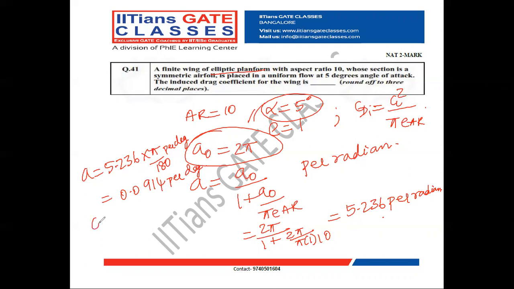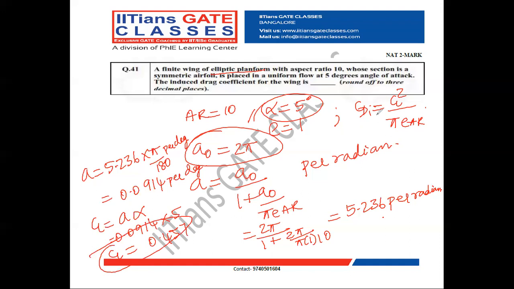So the lift coefficient, for a symmetrical airfoil, is nothing but lift curve slope times alpha. Alpha is 5 degrees, lift curve slope is 0.0914, so 0.0914 into 5 becomes 0.457. Lift coefficient is 0.457.